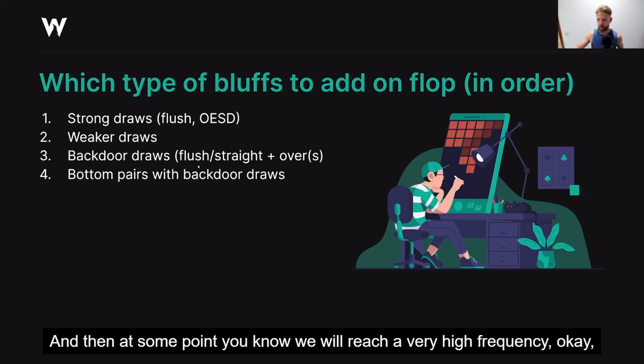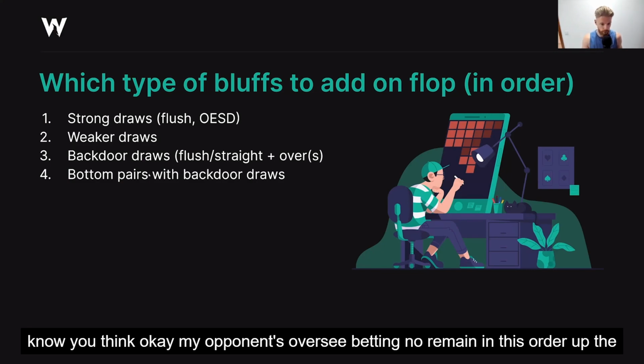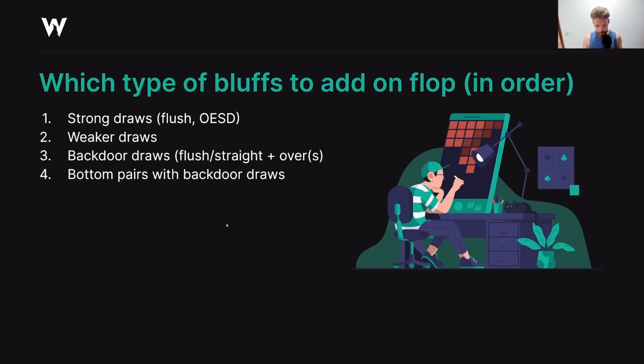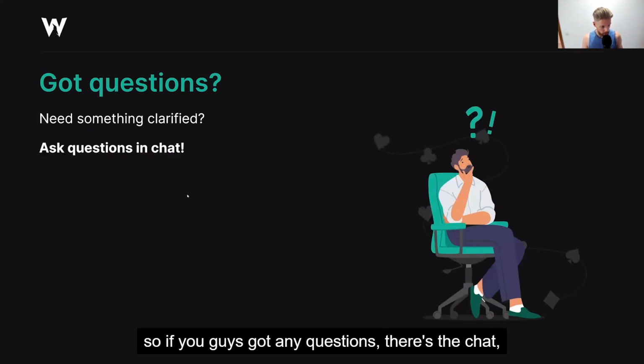And then at some point we will reach a very high frequency. But you don't have to suddenly check raise a complete banana hand because you think my opponent's over c-betting. No, remain in this order, up the frequency, and you will already probably reach a very high percentage. All right. So if you guys got any questions, there's the chat.